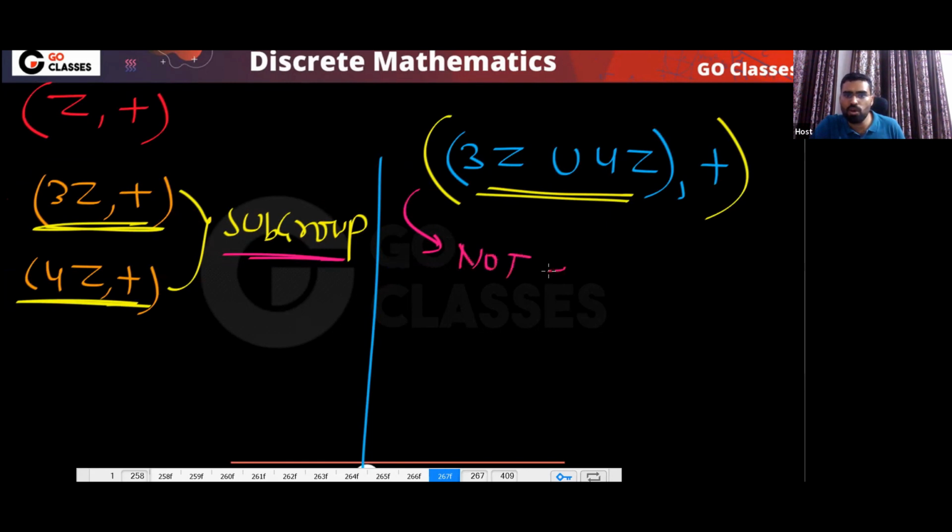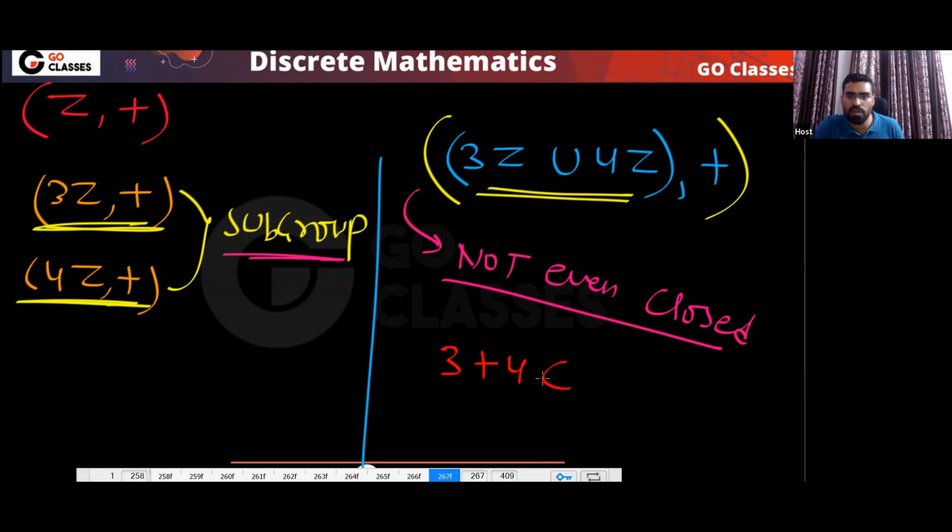This is not even closed. This is union you are taking. For example, 3 plus 4, that does not belong to this union, right? Yes or no? This is not even closed, because 3 plus 4, that is 7. That does not belong to this base set. So this is not even closed.